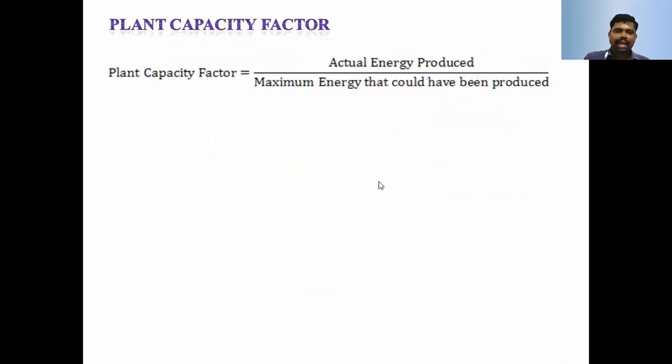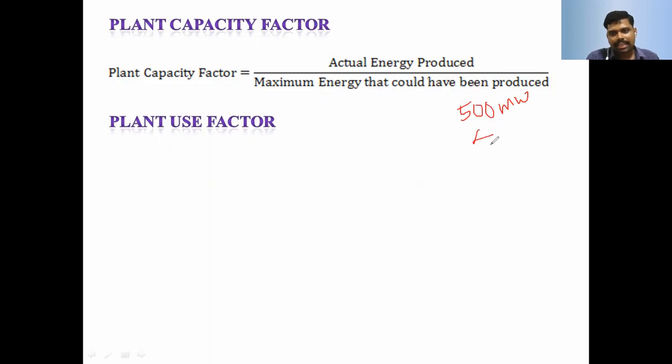And the next one, plant capacity factor. It is defined as the ratio of actual energy produced to the maximum energy that could have been produced. The actual energy produced in the particular power plant by the maximum energy that could have been produced. That is the capacity. For example, take a thermal power plant, as we have already discussed. The capacity of the plant is 500 megawatt, but the generation capacity is 480 megawatt. In that particular power plant, the demand is 450 megawatt.